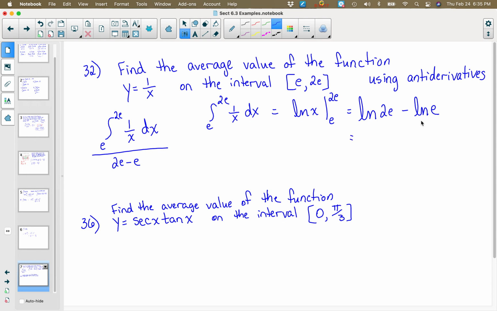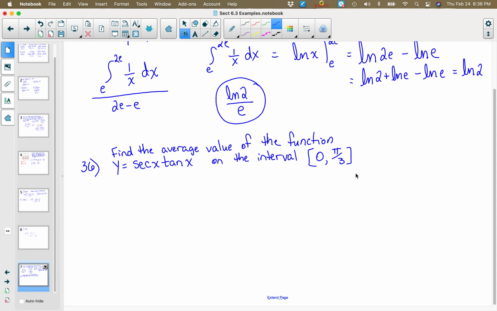Now, we can simplify this because we had some log rules, and when you have the log of a product, it's equal to ln 2 plus ln e. So you might have to review some log rules, and then we have minus ln e. So for my integral, these cancel out, so we get ln 2. And then we have to divide by 2e minus e, so we're going to end up with ln 2 over, well, 2e minus 1e is just e, so our answer is ln 2 over e, and that would be the average value of the function.